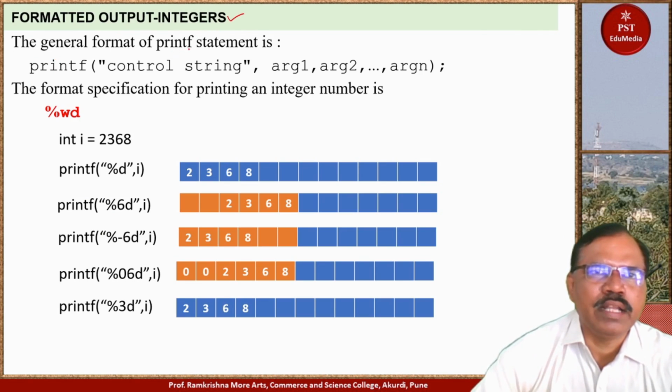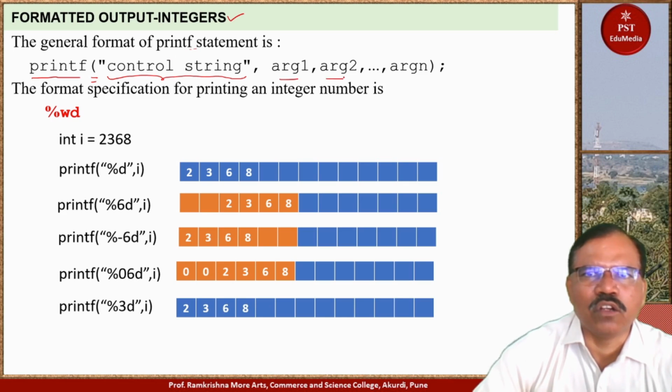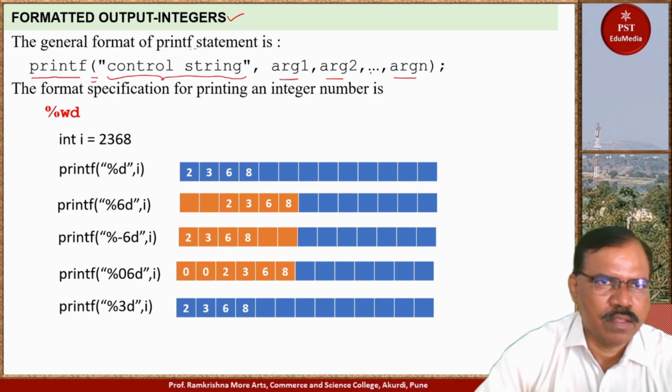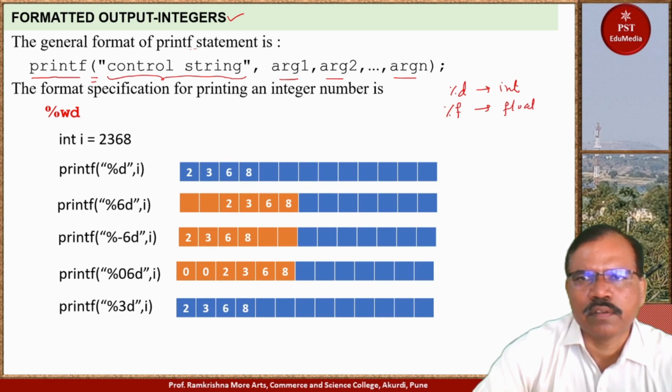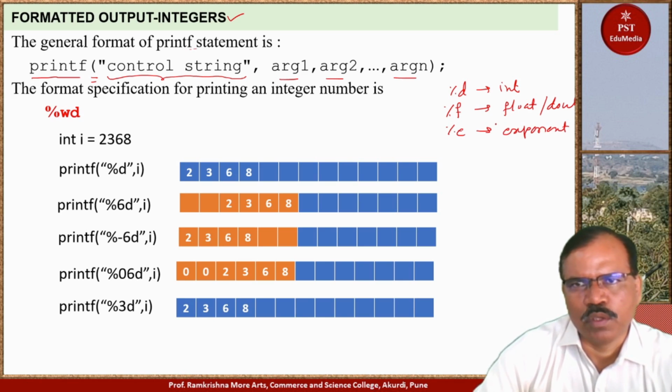The general format for the printf statement is printf in bracket in double quote we have control string and then argument 1, argument 2, up to argument n separated by comma. Bracket is completed. And in the control string we may have format specifications. For example, %d for integer data type, %f for float or double, %e for float or real number in exponent form. Then you can have qualifiers for this also: long, unsigned int, and so on.